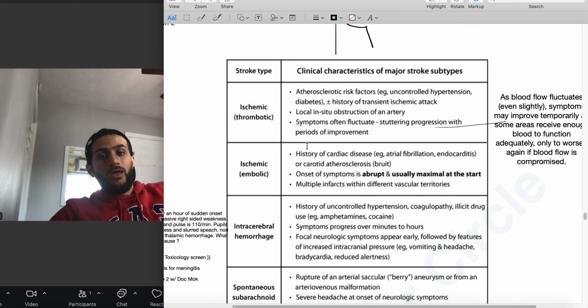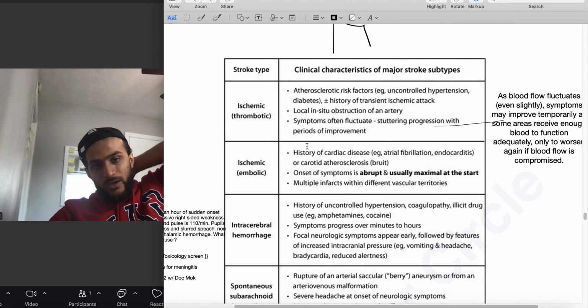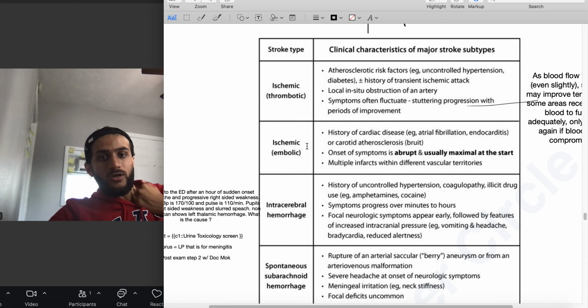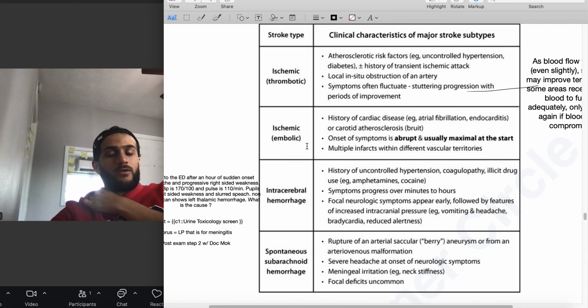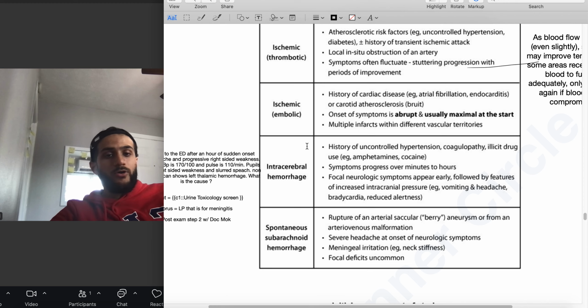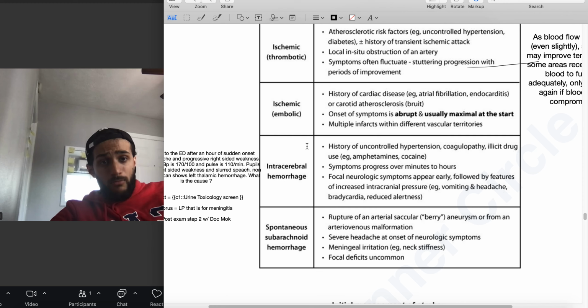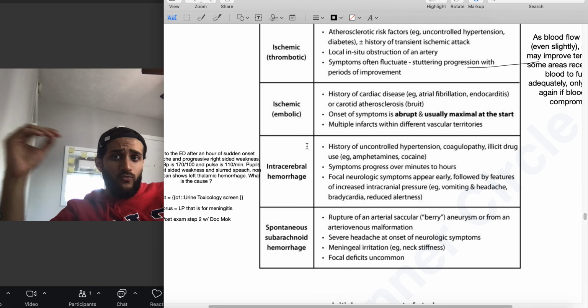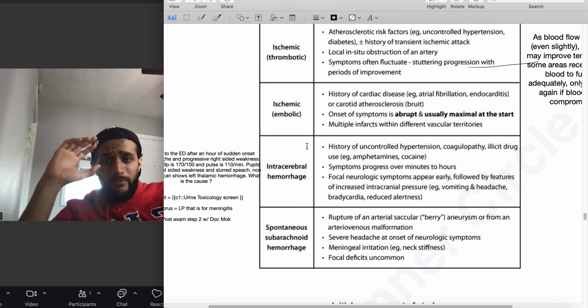So there's AFib, endocardial atherosclerosis, bruit. Onset is going to be abrupt, maximal at the start, with multiple infarcts. Then vascular damage, intracranial hemorrhage, which again is uncontrolled hypertension, coagulopathy, and drugs like amphetamine and cocaine. We can see progression over minutes to hours, and focal neurological symptoms appear early, followed by features of increased intracranial pressure: vomiting, headache, bradycardia, and reduced alertness.